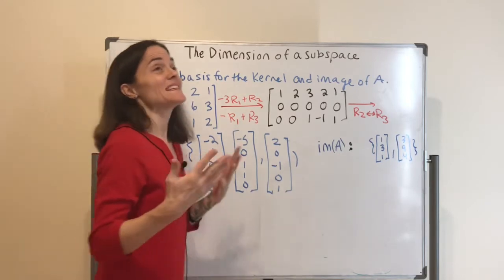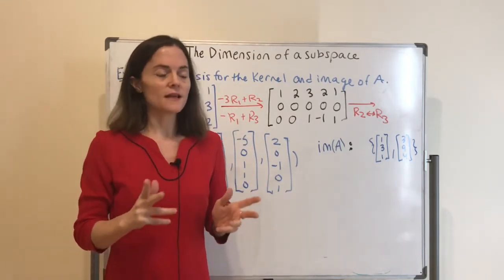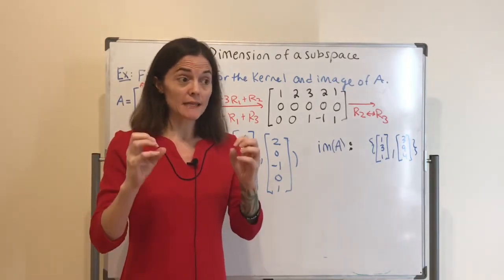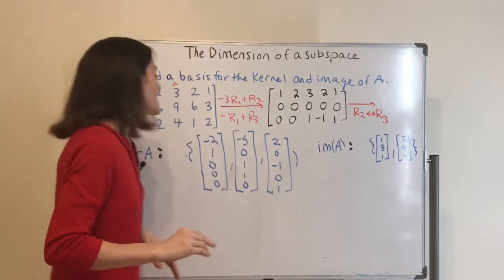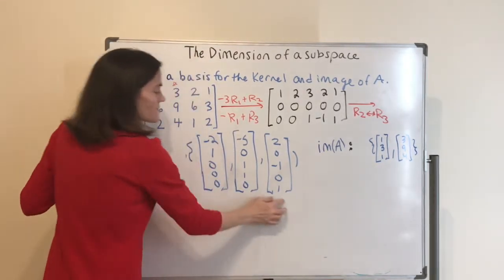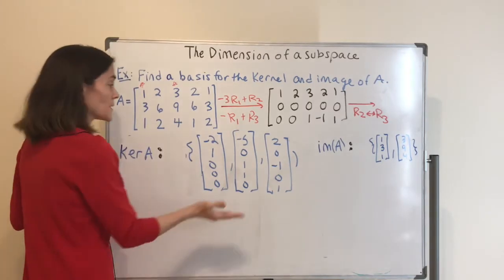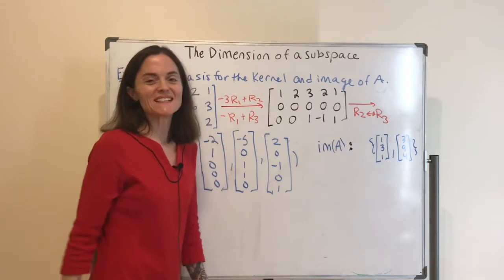So we did this a little bit in the last video. You can argue that a collection of vectors is linearly independent just by looking at how the zeros are placed. So without a doubt, this is linearly independent, and then the way that I found these vectors, they span the kernel. So this is a basis for the kernel, and this is a basis for the image.